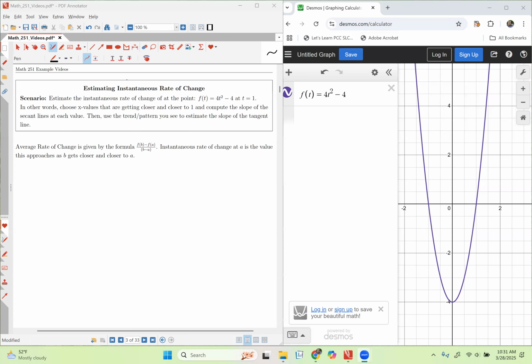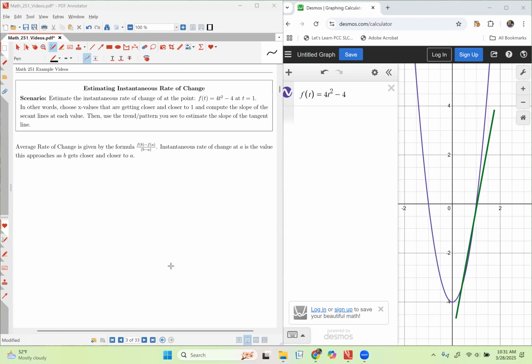Let's look at estimating the instantaneous rate of change. That would be the slope of the tangent line. So here I have this graph, f of t equals 4t squared minus 4. I have that graph to the side. t equals 1 is that point on the graph right where it crosses the x-axis. It's an x-intercept.